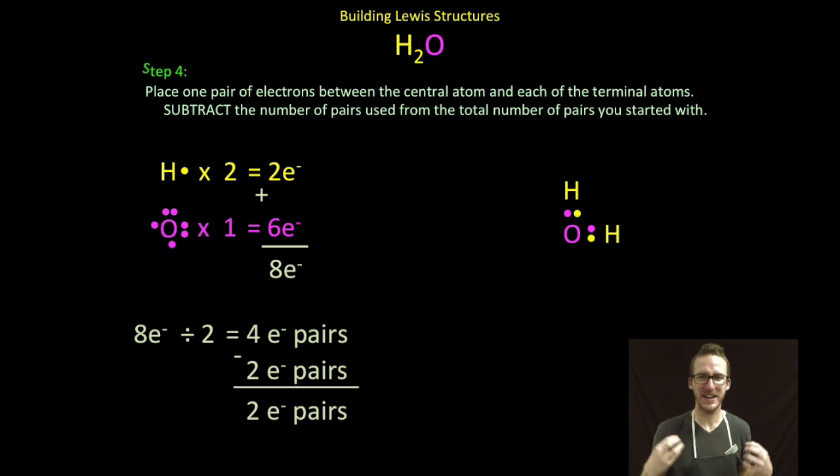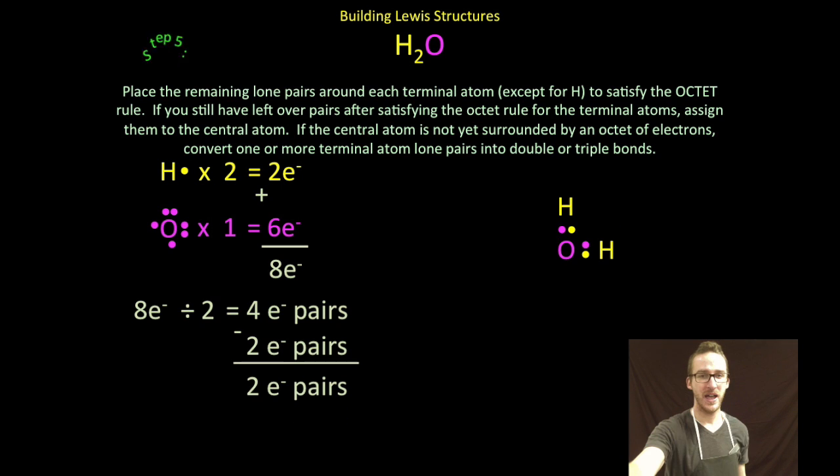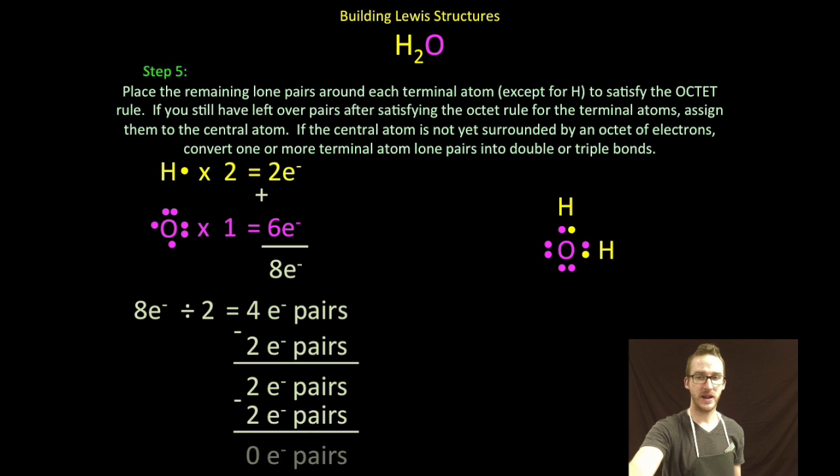Oh my goodness, what am I going to do? Well, turns out if you have pairs left over, the first thing you do is you try to give them to those terminal atoms. In this case, my terminal atoms are hydrogen, and they're not going to accept any additional electrons. So if you can't give them to the terminal atoms, you give them to the central atom. Oxygen is more than happy to accept them. I subtract those 2 that I used to give oxygen its octet. I have 0 pairs left over.